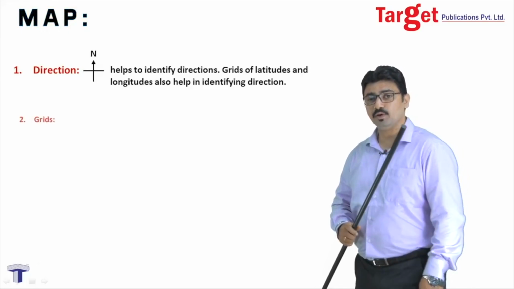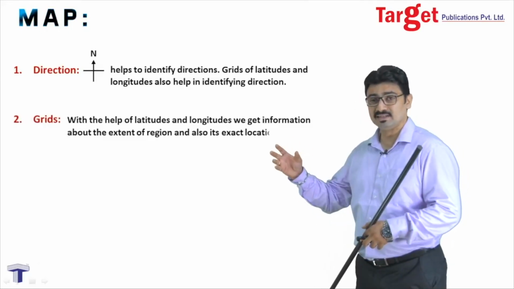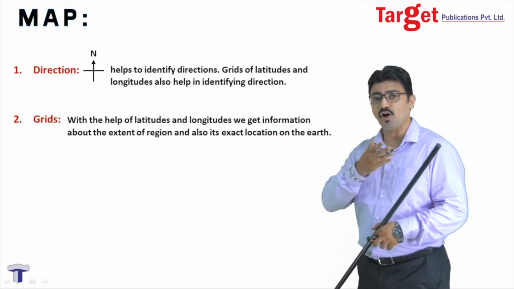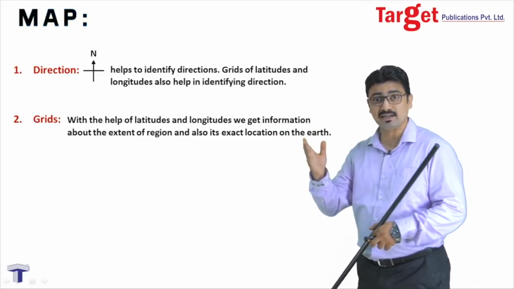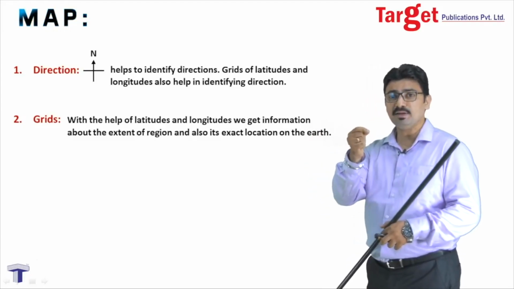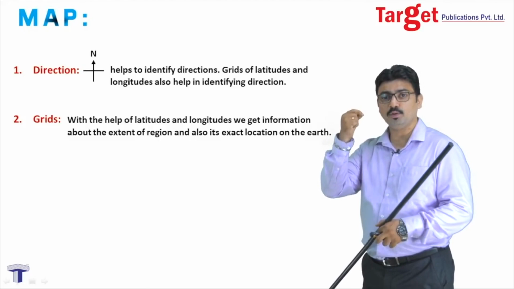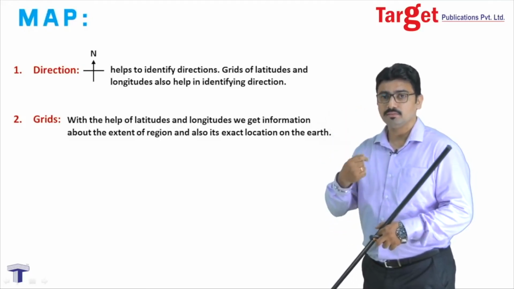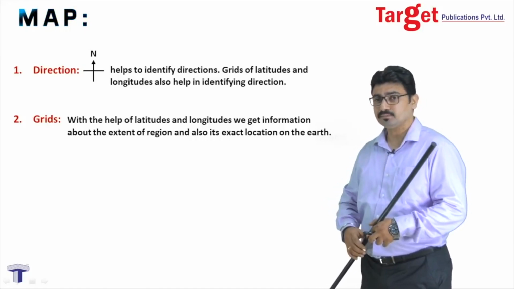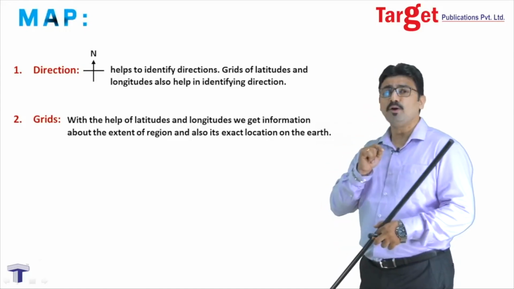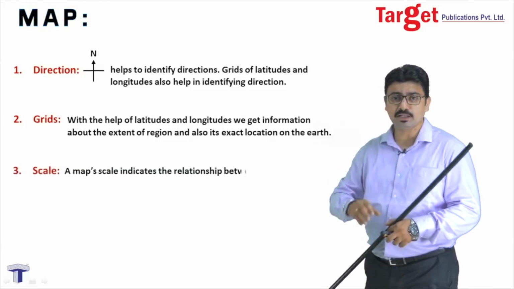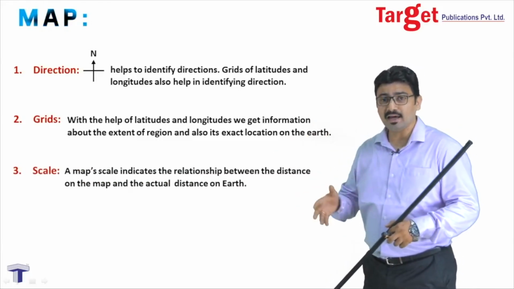The next feature, as we know, was the grids of latitudes and longitudes. The latitudes are horizontal circles which are parallel to the equator, and longitudes are semicircular lines from the north pole up to the south pole, which form a net of vertical lines. So grids are also important to understand the extent of a region as well as the location of the region with respect to the entire map.